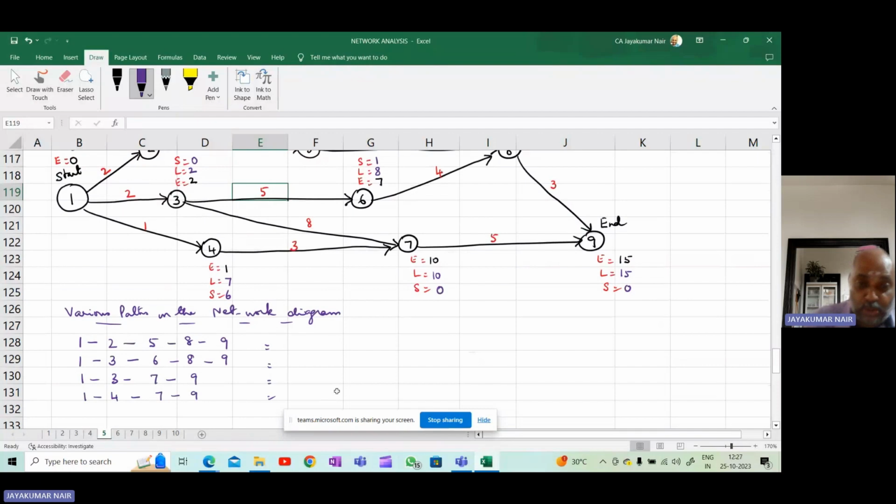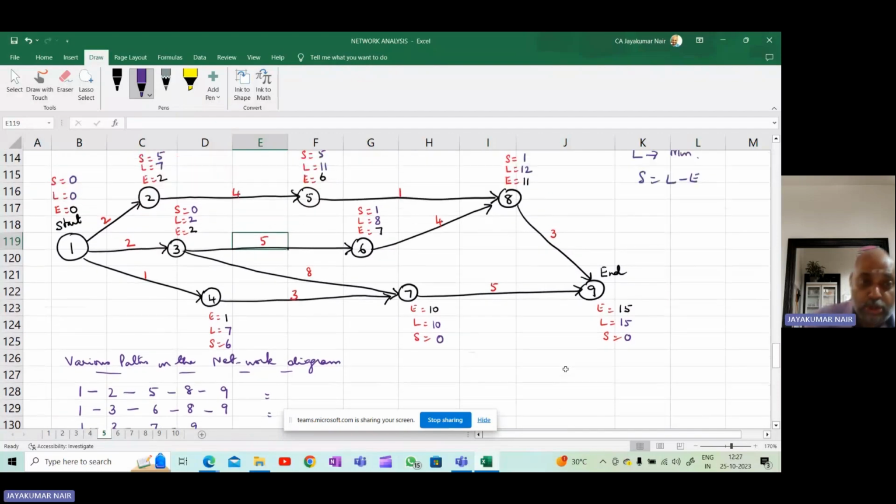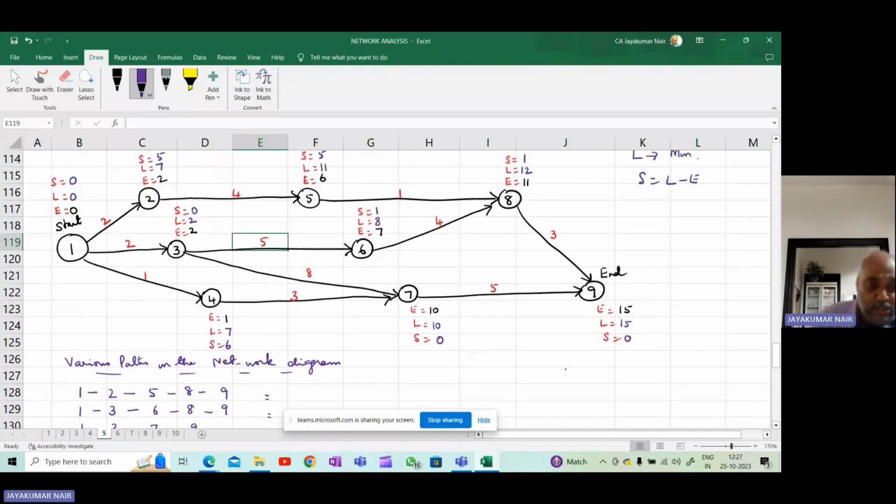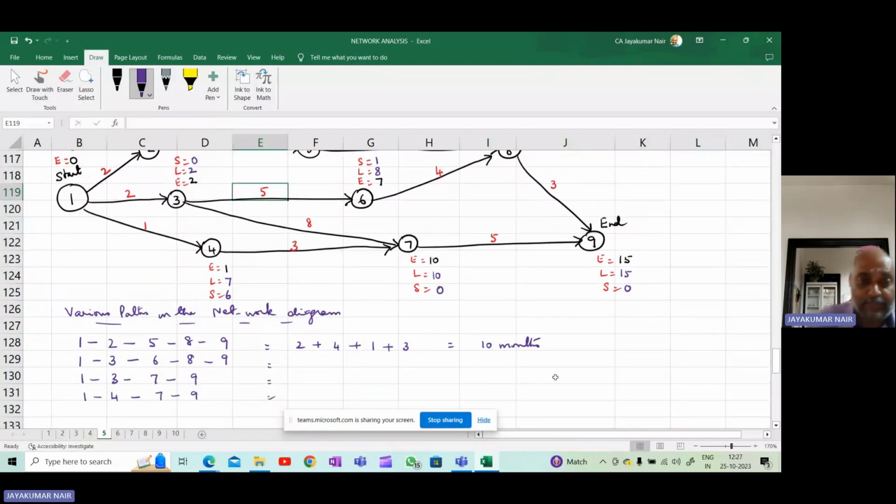Now, how do I find out the duration? For 1 to 2, the duration is 2. 2 to 5, duration is 4. 5 to 8, it is 1. And 8 to 9, it is 3. So add it up: 2 plus 4 plus 1 plus 3 is 10 months. 10 months is the duration on this particular path.